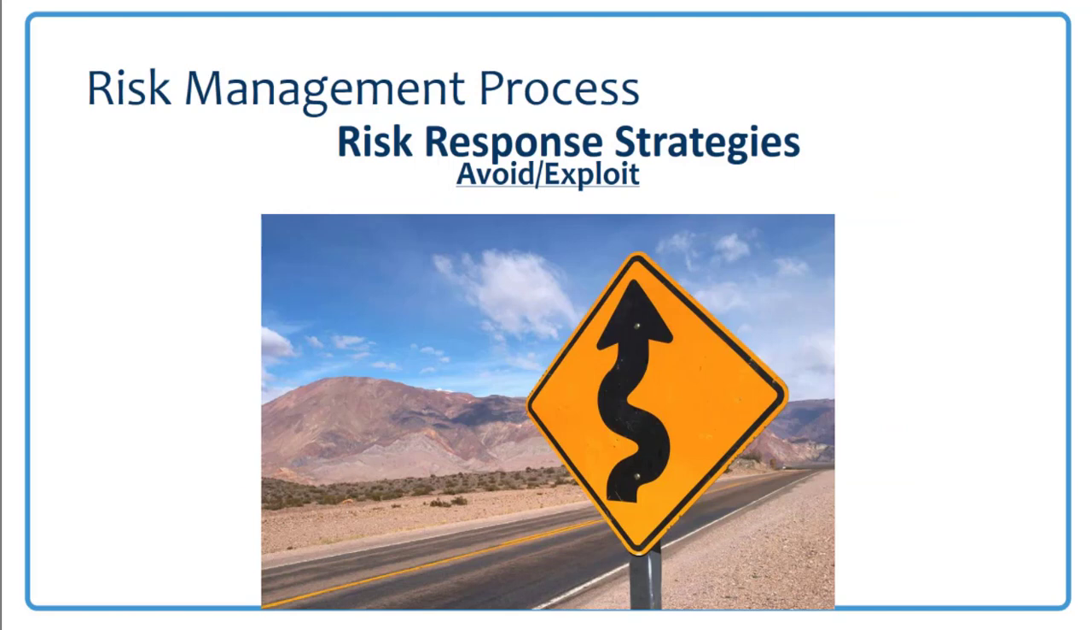On avoiding or exploiting, avoidance is a strategy where for threat, you would change the project scope to eliminate the impact. So essentially, you cut out that part of the project where that risk may be occurring. If you're going to exploit, you make a proactive decision to take action to show that an opportunity is realized.